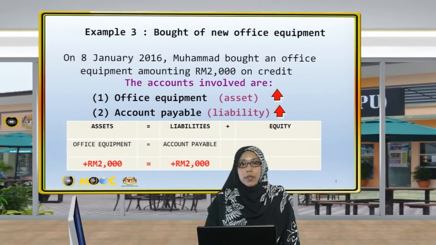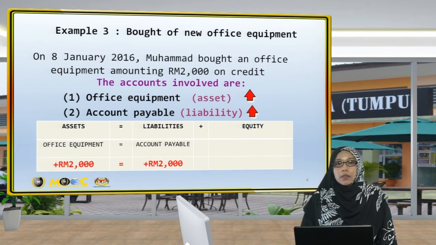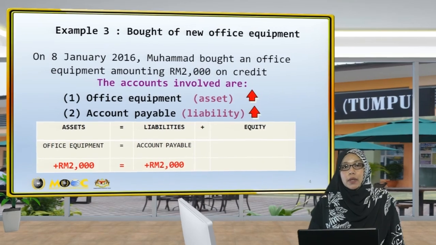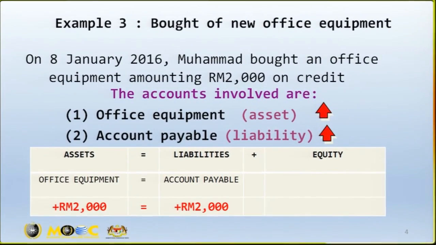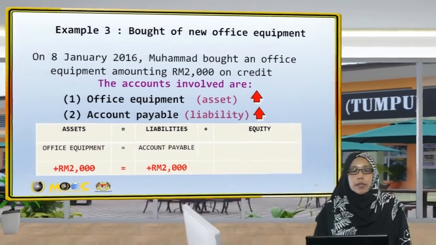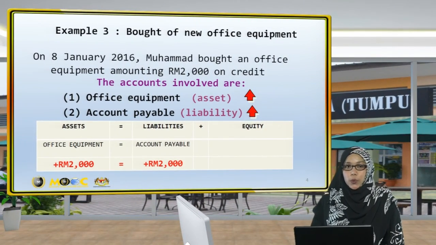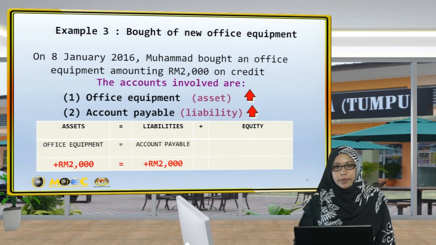Next example, example number 3. The business transaction is the business bought office equipment amounting RM 2,000 on credit. Thus, the effect is assets, which is office equipment, increased by 2,000 ringgit, and the liability account, which is the account payable, increased by 2,000 ringgit too. And we can see that the accounting equation remains in balance.